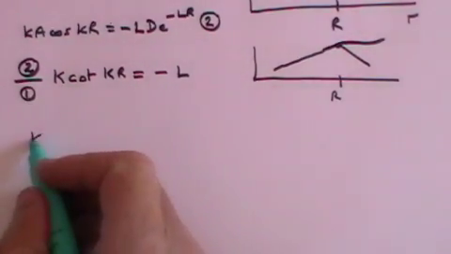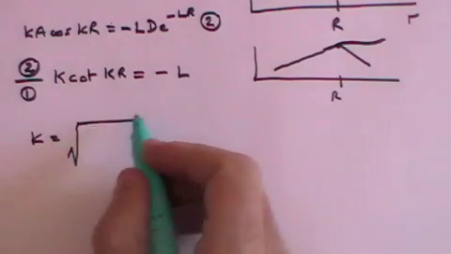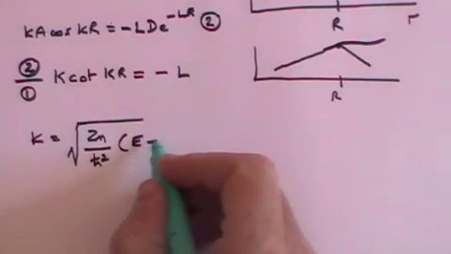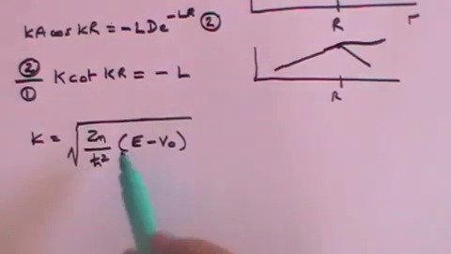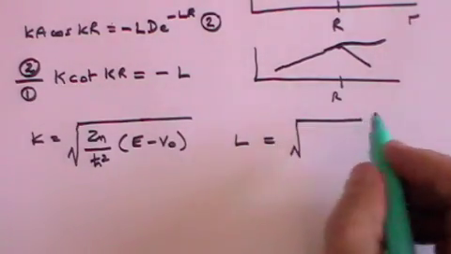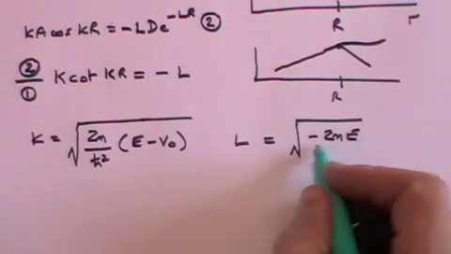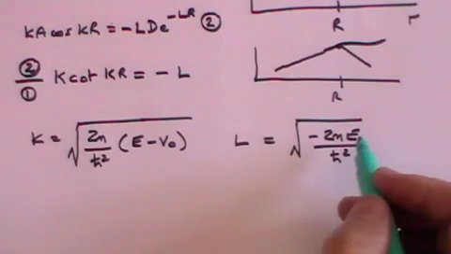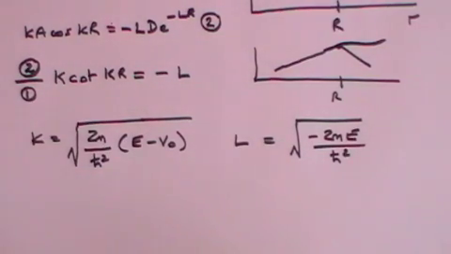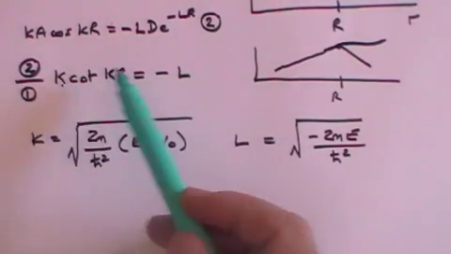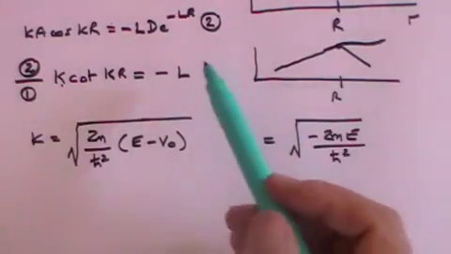Just to remind you that K was equal to the square root of 2m over h bar squared times E minus V naught. And we satisfied ourselves that this was a positive term, so there will be a real square root. And L, we said, was the square root of minus 2mE over h bar squared. And this is also a positive term because E is negative, so minus times a minus is plus. So we're going to get a real value for L. And you can substitute this value for K here and here. You can substitute this value for L here.